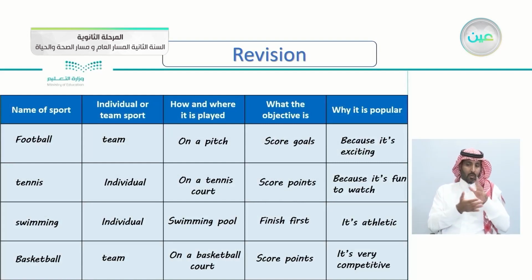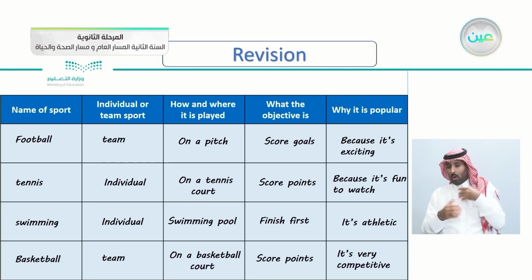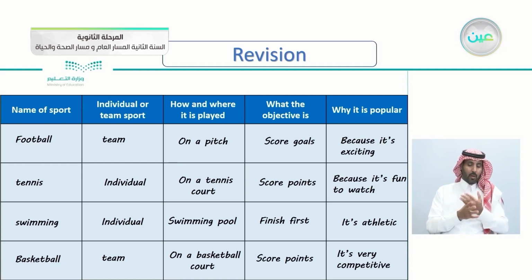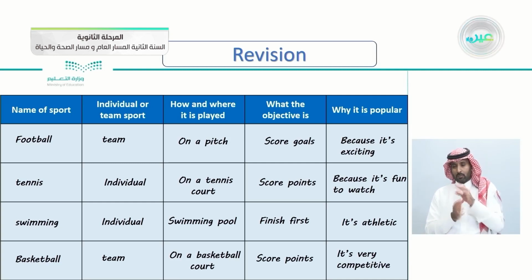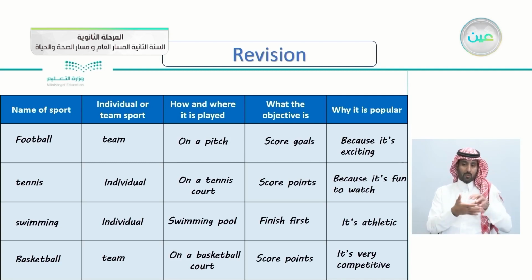This is the chart. Of course, if you remember, we did it in the previous lesson. The name of the sport, is it an individual or team sport? Some of them are both, just like tennis and maybe swimming. How and where it is played, what's the objective, and why is it popular? Of course, we've answered all of these, and you can put your own answer. It doesn't have to be my answer. You can choose whatever sport you want and fill the chart yourself.